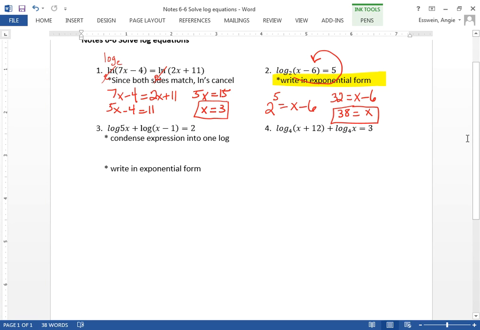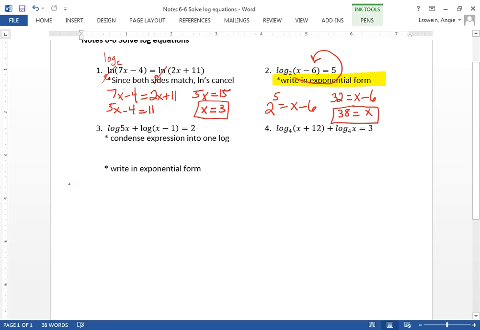Okay, number 3. And then the last type of equation is, okay, this we haven't seen before, but we did practice condensing. We took expressions and condensed them into one, and that's what you have to do first here, because otherwise we're not going to be able to solve it.